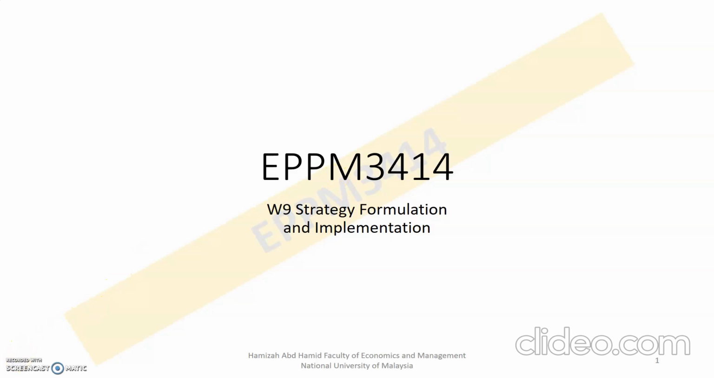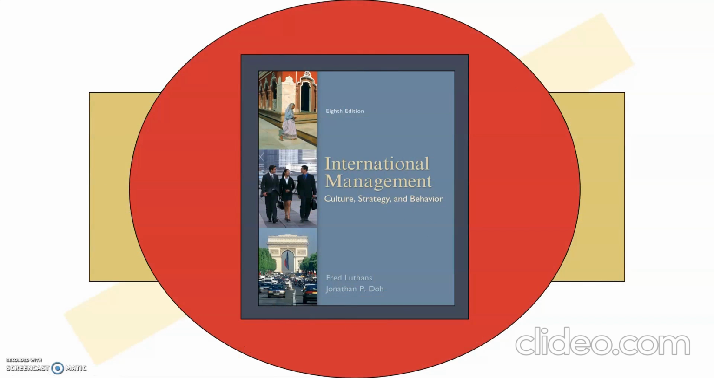We will continue on with our next topic. This is a continuation of the previous topic. We have discussed decision making and control earlier. Our next topic is on strategy formulation and implementation. For this topic, we are referring to this book, International Management: Culture, Strategy and Behavior by Luthans.